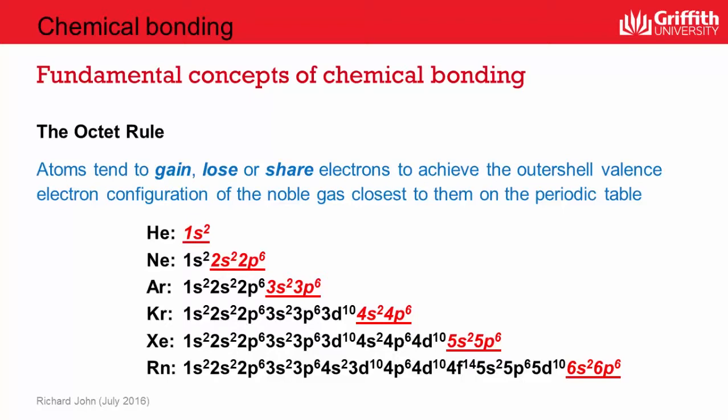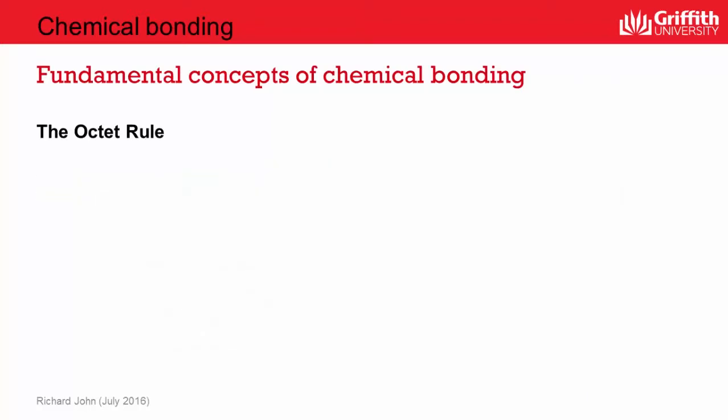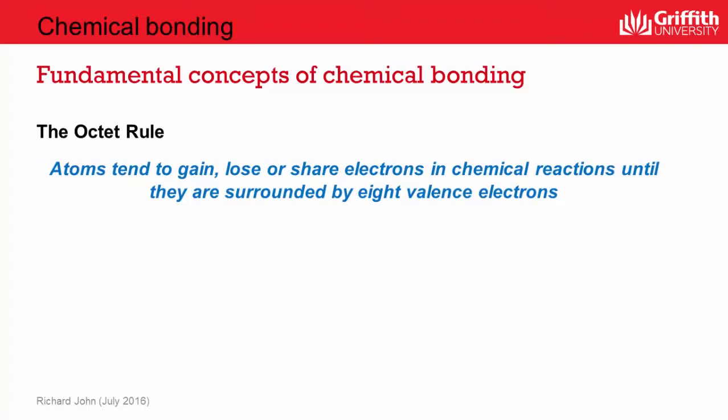This means that atoms undergoing chemical reactions by gaining, losing, or sharing electrons tend to end up with 8 electrons in their valence shell. And this generalization can be summed up by the octet rule. Atoms tend to gain, lose, or share electrons in chemical reactions until they are surrounded by 8 valence electrons.